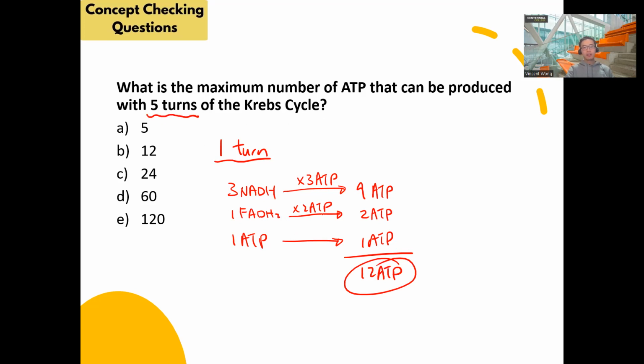And this is talking about 5 turns. So 12 times 5 gives me 60. Okay, so that's how you get the answer.